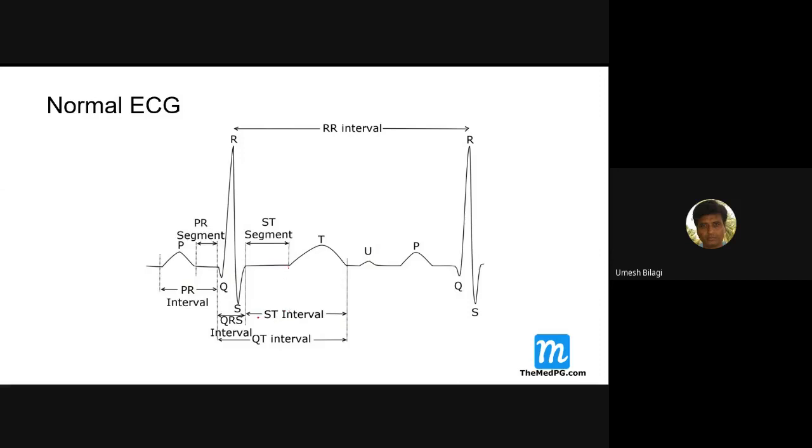Now the ST interval similarly, from the beginning of this ST segment to the end of the T wave, is the ST interval. There is something called the QT interval, that is the beginning of the QRS complex to the end of the T wave. This is a more important interval actually. You should know that. They can ask questions here. The end of the QRS complex to the end of the T wave is the ST interval, whereas the ST segment is the end of the QRS complex to the beginning of the T wave.